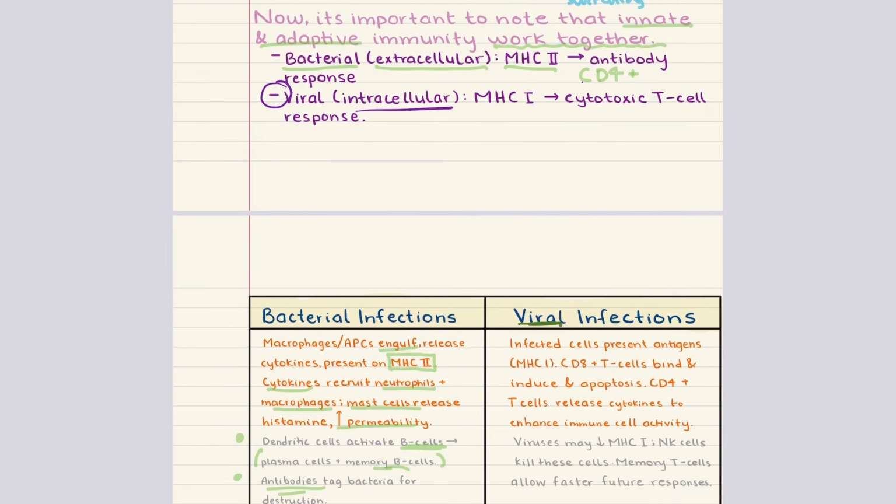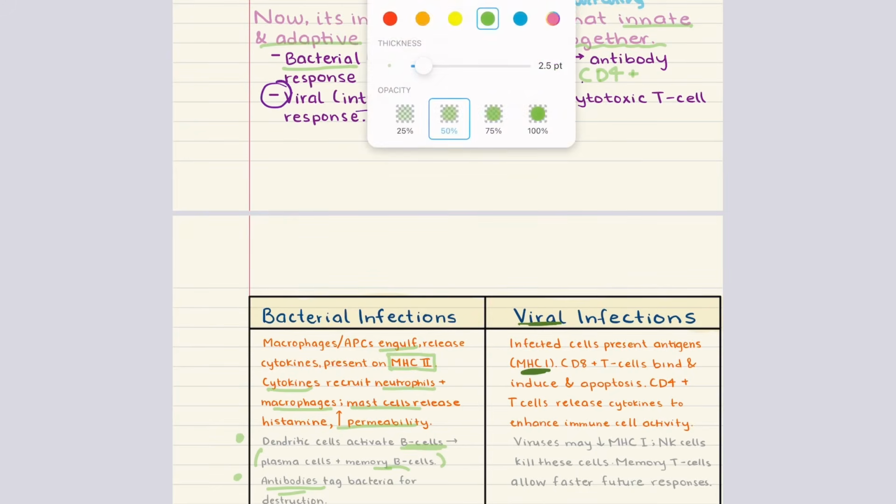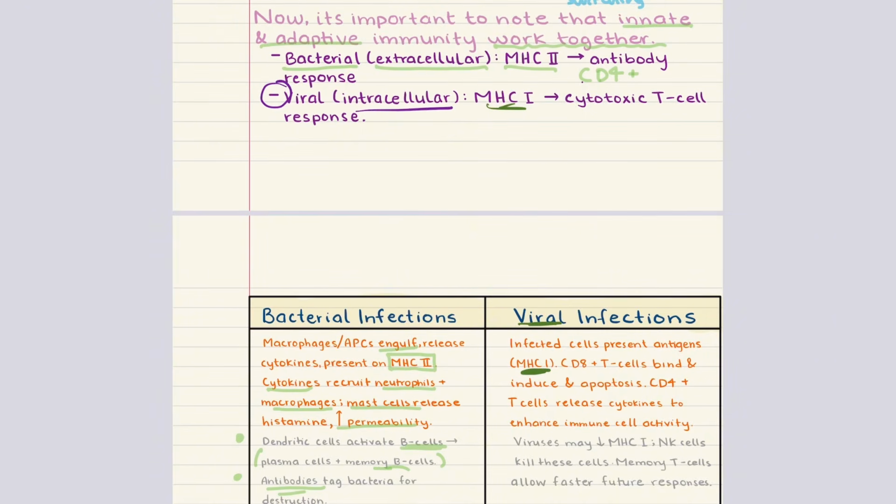When a cell is infected with a virus, fragments of viral proteins are presented on MHC class I molecules, and this signals CD8 plus cytotoxic T cells to bind to the infected cell and release perforin, I'm sorry if I'm mispronouncing that, and granzymes, which induce apoptosis. Helper T cells also play a role here. CD4 plus cells release signals that enhance the activity of cytotoxic T cells and macrophages.